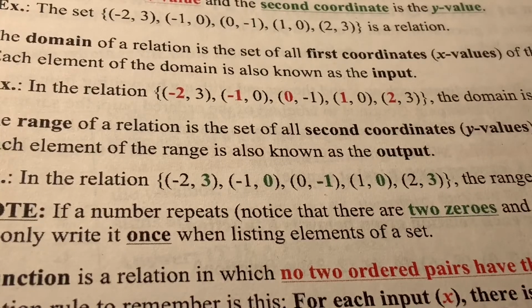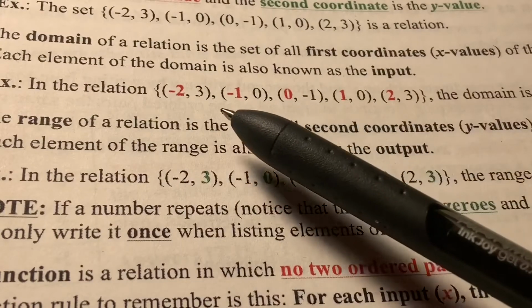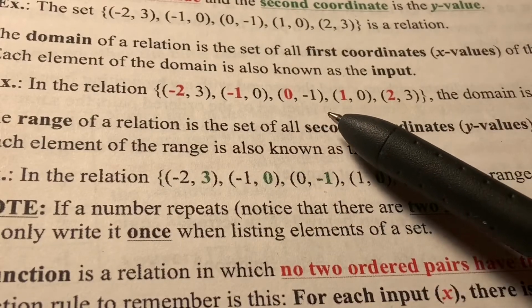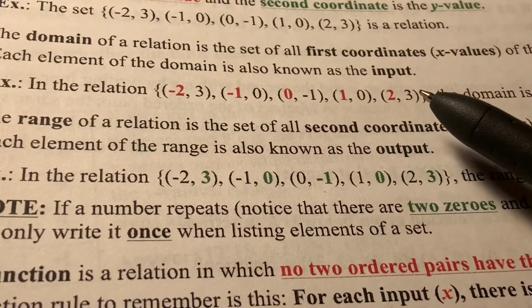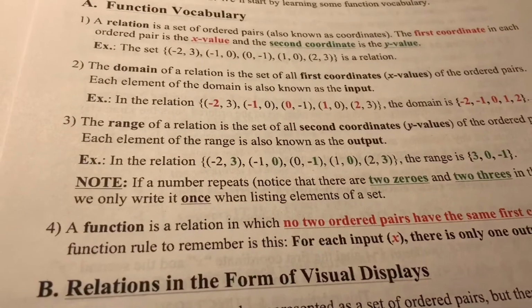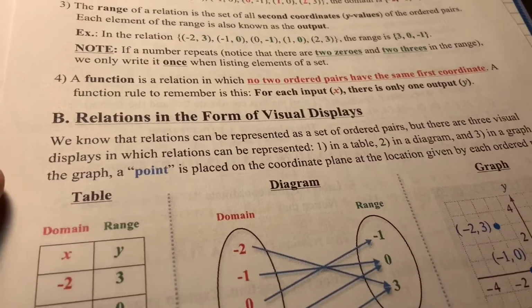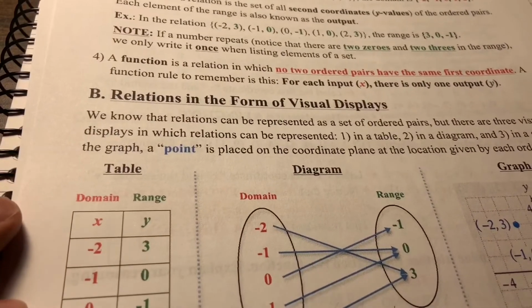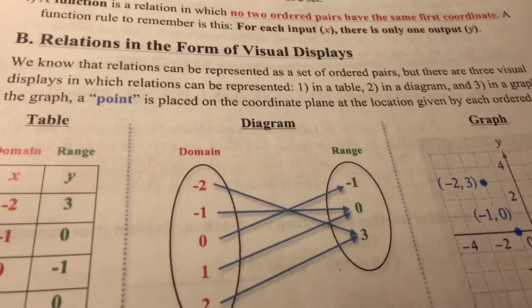Okay? So to be very, very clear, the first coordinates cannot repeat for the relation to be considered a function. But the second coordinates can repeat. That doesn't matter. We're going to go into more detail with that later on. Don't worry if you're still a little confused. All right, let's continue. Part B, relations in the form of visual displays.